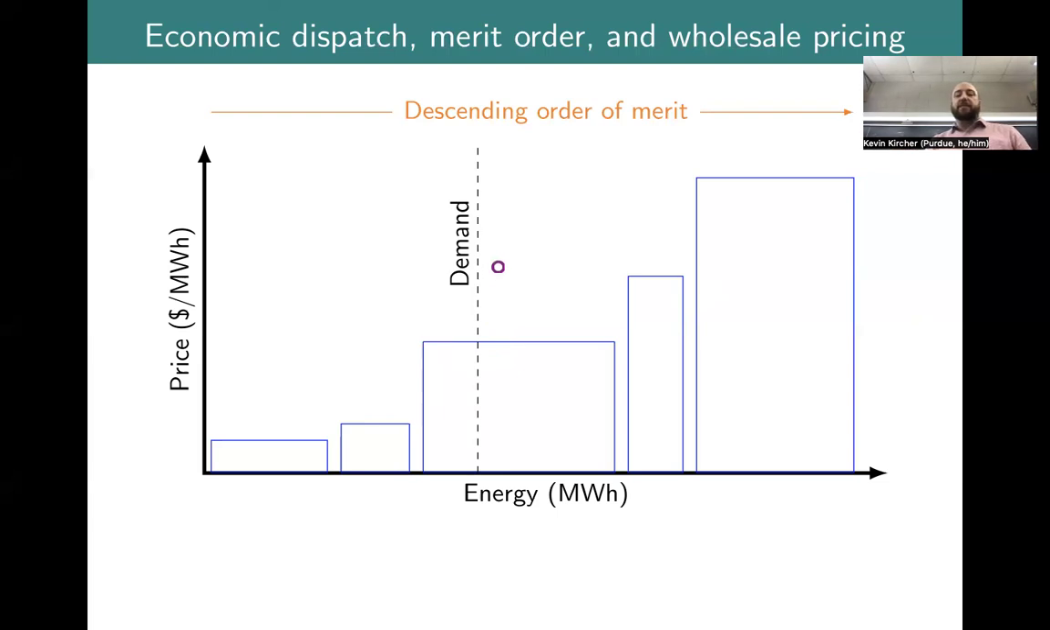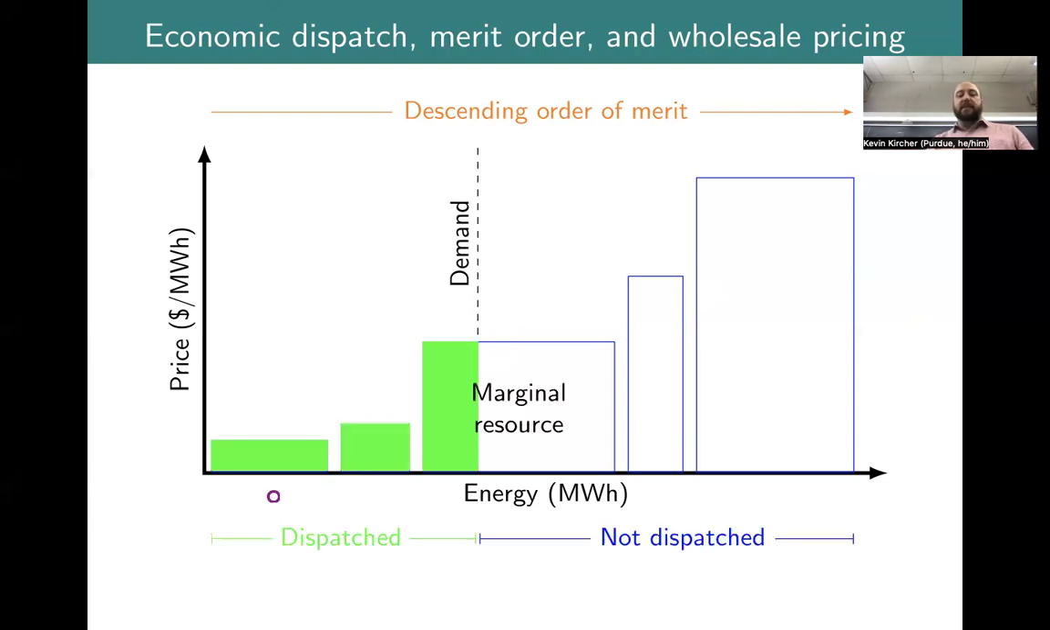Yeah, the ones to the left of the demand line, right? So this is what it looks like. All of these generators would get dispatched. And then this one here is what's called the marginal resource, the last resource that gets turned on in order to meet demand. And all of these, the prices were too high, so they do not get dispatched. They don't get paid.